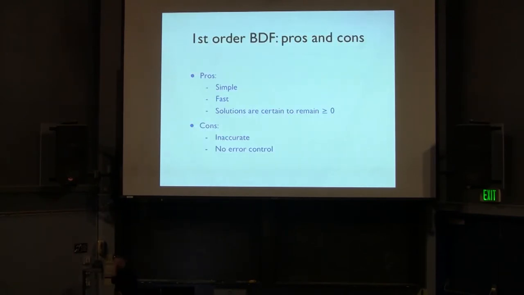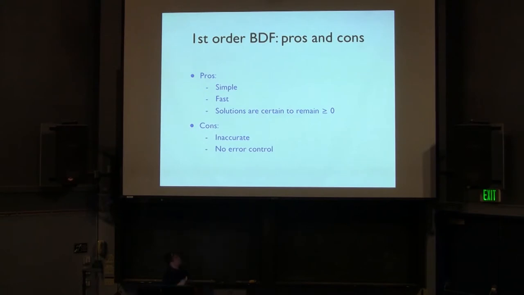So the pros and cons of the backwards differencing is that it is quite simple to understand. It's also extremely fast, right? There's not much there. You don't have to do any matrix inversions or anything. And the solutions are guaranteed to be greater than zero, so that's very good. The cons are that it's inaccurate. It's only first order accurate, and you've got absolutely no idea what the error is, right? Because in the first order solution, you've got no second order solution there to kind of help you figure out what error you just made in your solve.